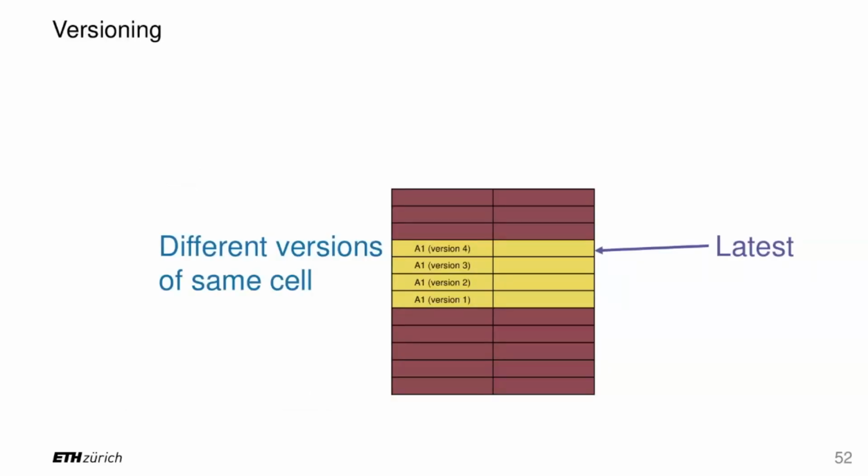Furthermore, HBase is a versioning system. So it remembers the older versions of the data. If you update it and write new data, it will still keep the older versions.